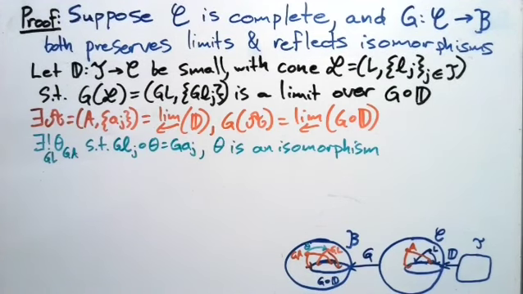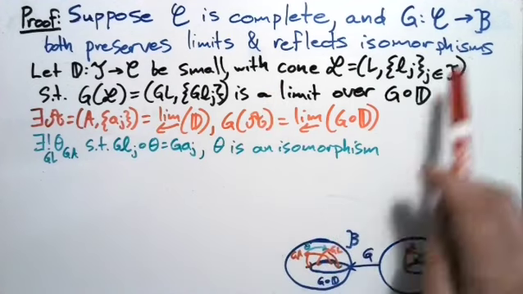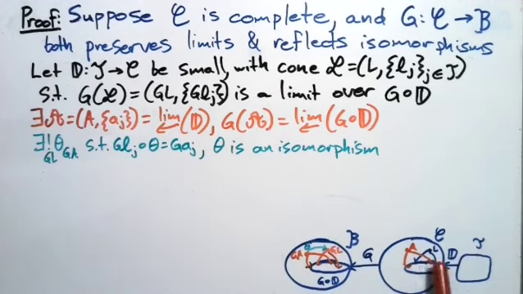So at this point, we might be tempted to say, well, that's great. We found theta. It's an isomorphism going from G of A to G of L, and G reflects isomorphisms. So that means we have an isomorphism going from A to L. And so we're done, right?